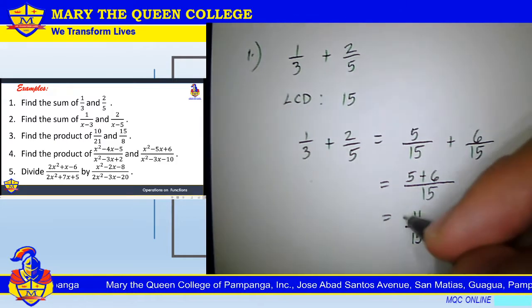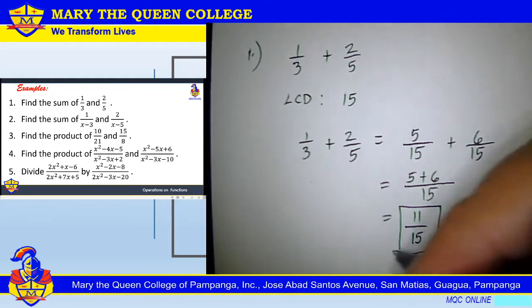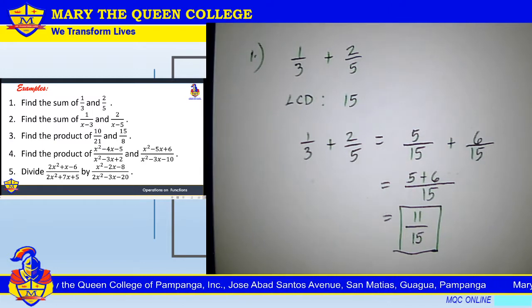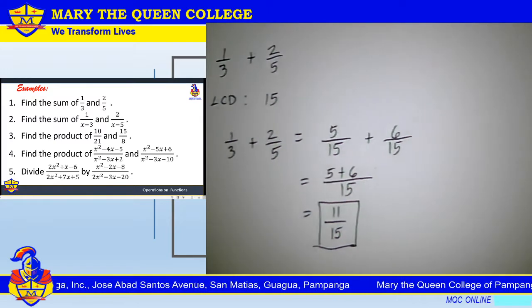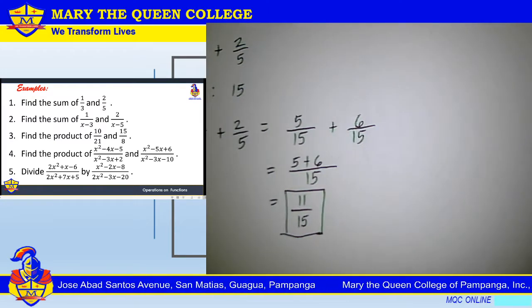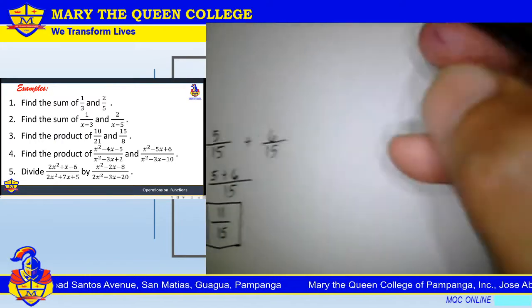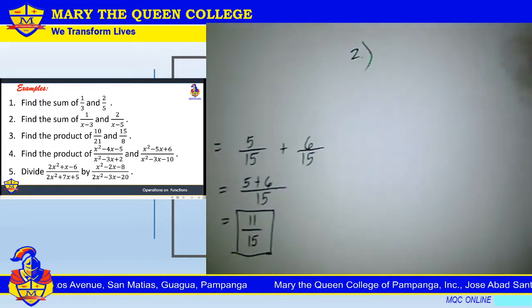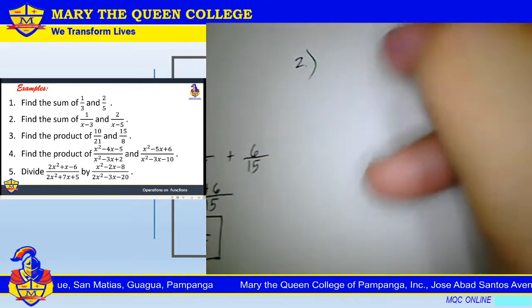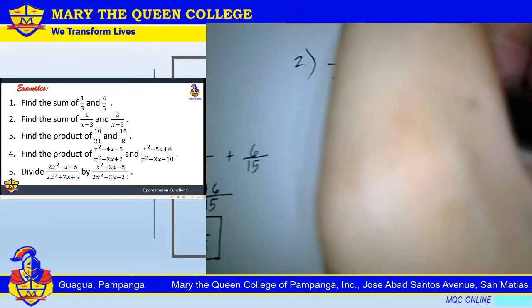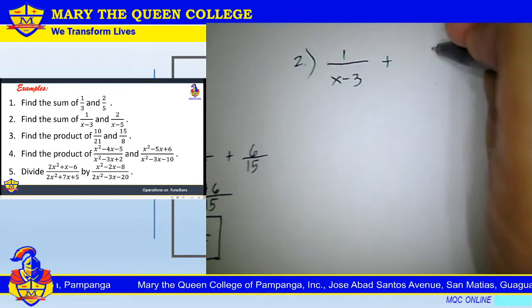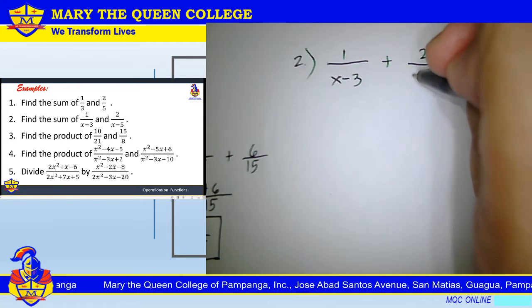Okay? So ito po yung sum of 1/3 and 2/5. Anyway, you may use your calculators naman po for examples like this. Next, we have the second given po. Kaya lang this time we have a rational expression. For number 2, we have find the sum of 1 over x minus 3 plus 2 over x minus 5.